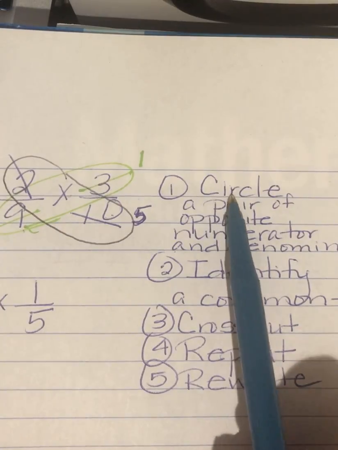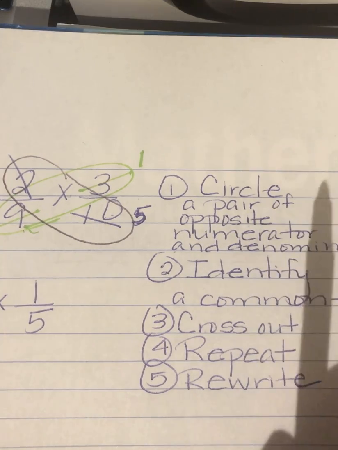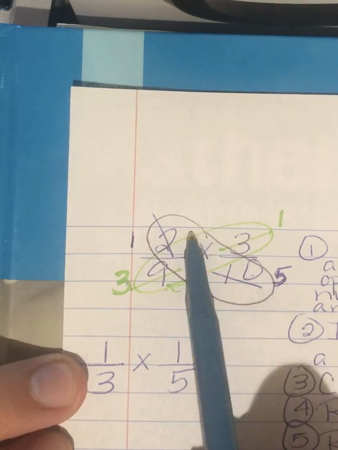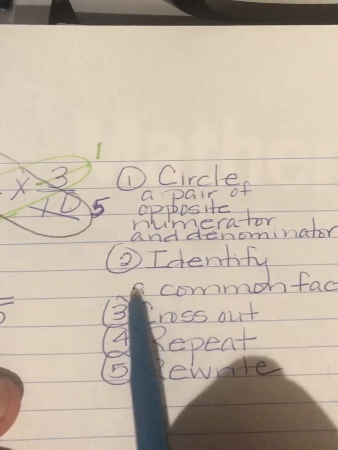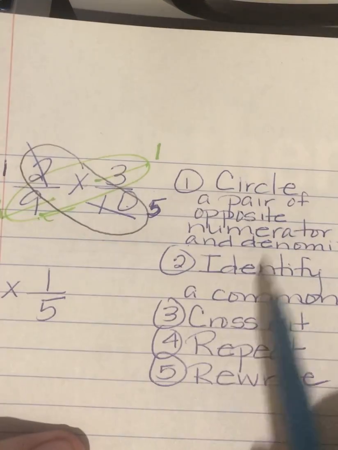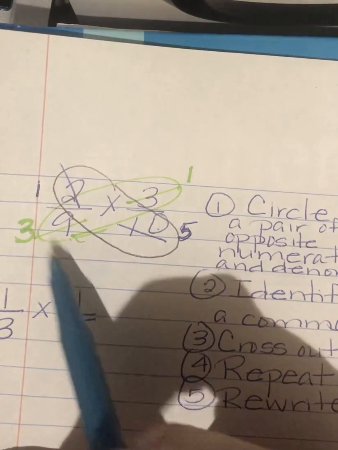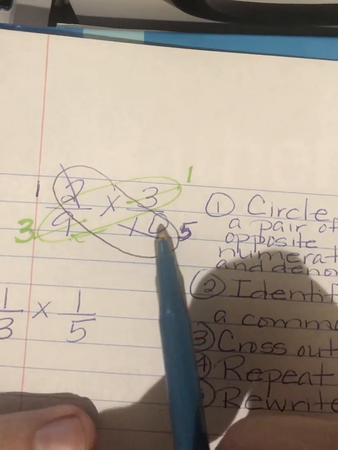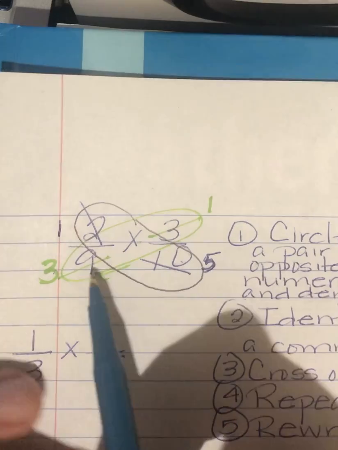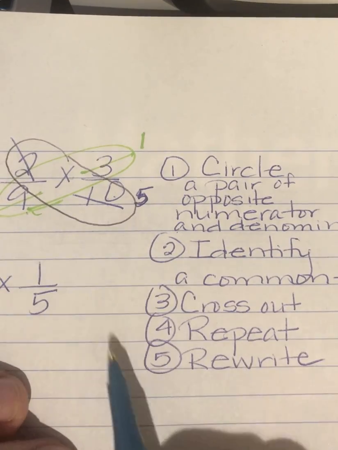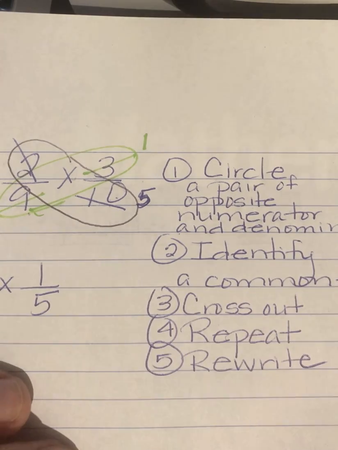So the first step is to circle the first pair of opposite numerators and denominators. Then step 2, you identify a common factor. Is there a common factor that they both have in common? Step 3 is crossing them out. You have to cross them out in order for you not to get confused. Step 4 is to repeat the whole process and do the other opposite side. And then step 5 is to rewrite. And then step 6 would be to solve, but that's tomorrow or the next day.